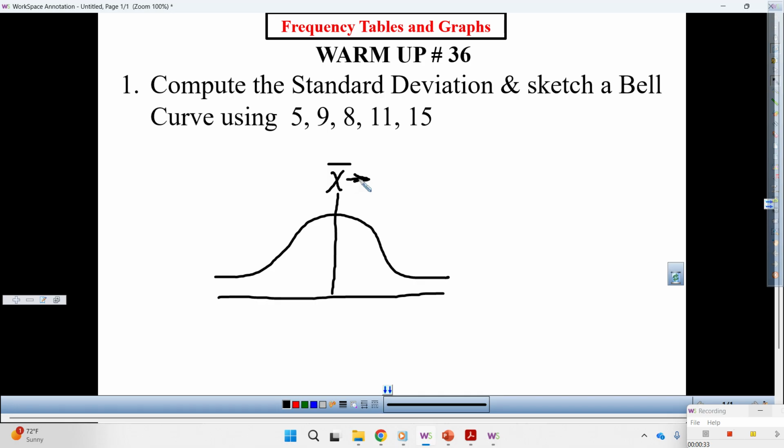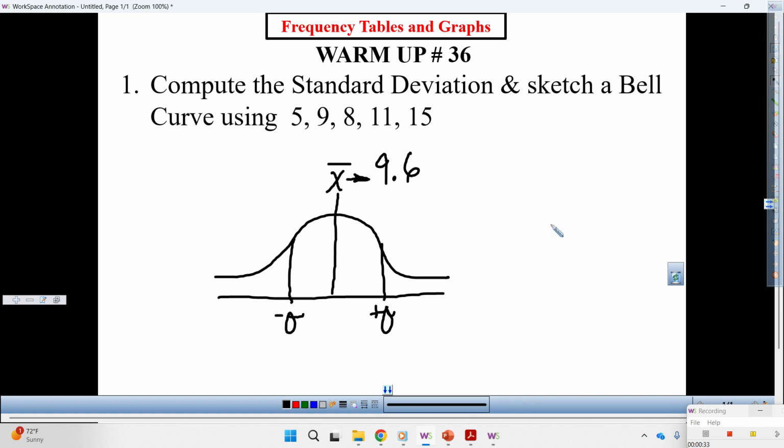All right, we need a mean. Let's start with M. How about Melody? What did you get for the mean, Melody? 9.6. Hands up if you got that. That's correct. Then we go 1 standard deviation up, 1 standard deviation down.